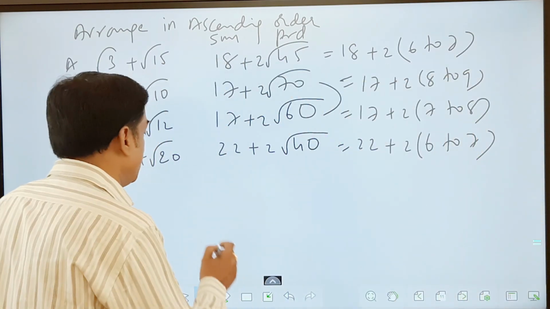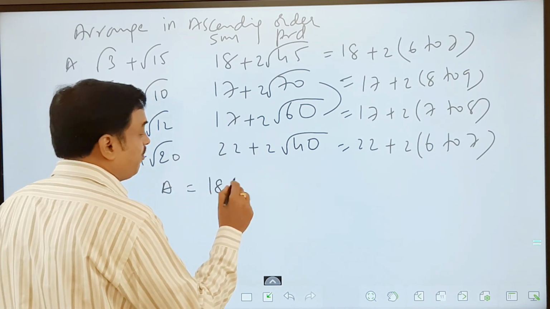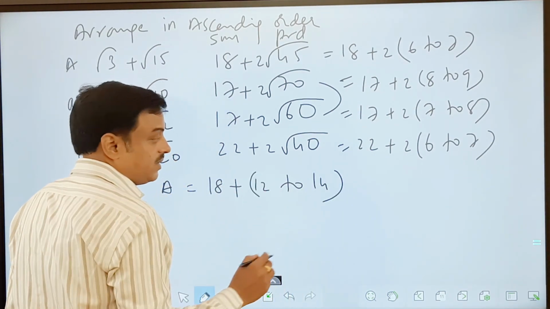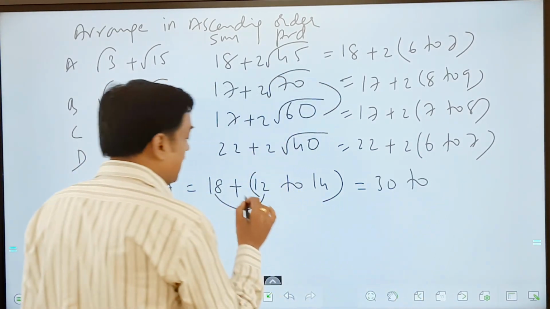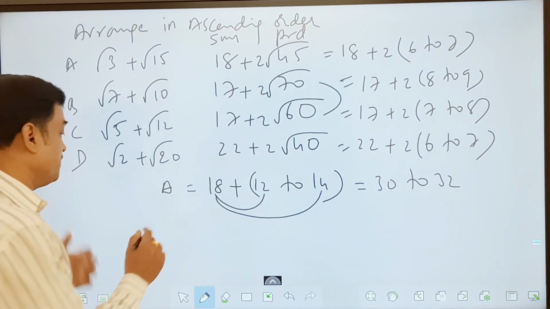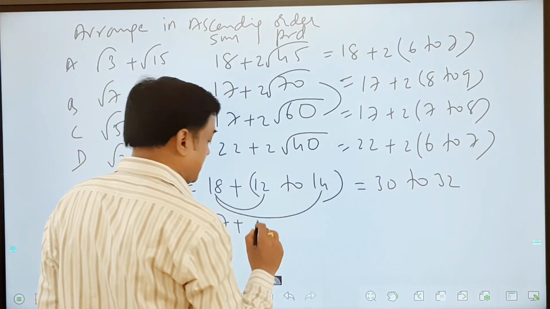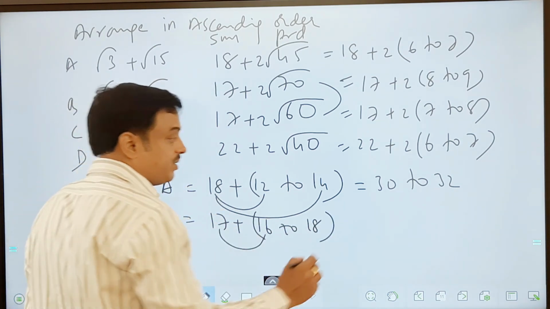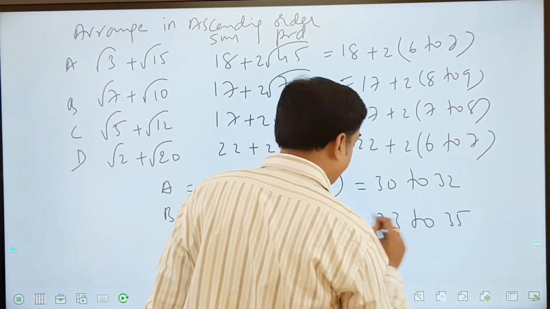Now try to get approximate values for them. The first one, A, will be 18 plus 2 into 6 to 7, that is 12 to 14 range. So 18 plus 12 is 30, 18 plus 14 is 32. So A lies between 30 and 32. B, if you see, is 17 plus 2 into 8 to 9, that is 16 to 18. So 17 plus 16 is 33, and 17 plus 18 is 35.